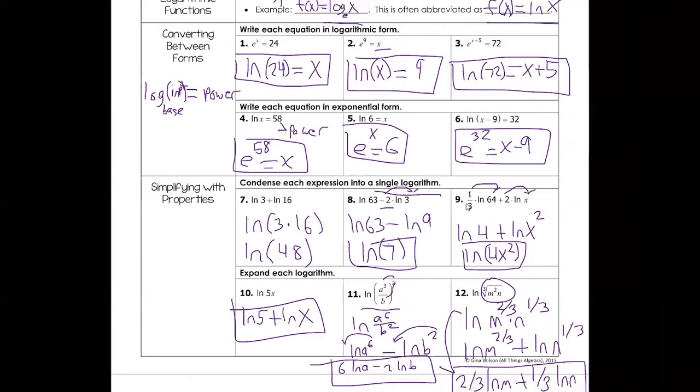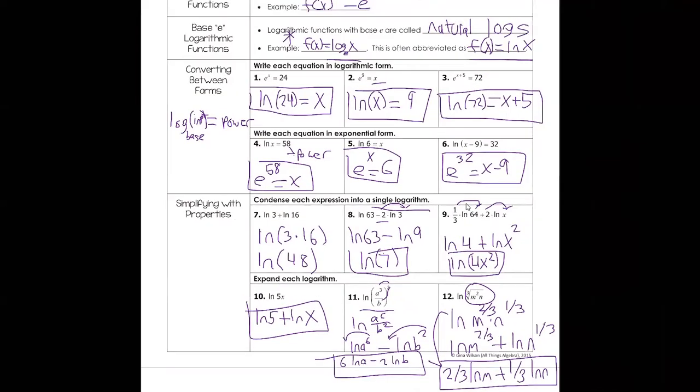So just to reiterate, all the properties we've seen with logs apply. You can change between forms the same way. You can condense, you can expand using those same properties. A lot of textbooks always do these natural logs separately, but there's really nothing different except, like I said, it's this base e.